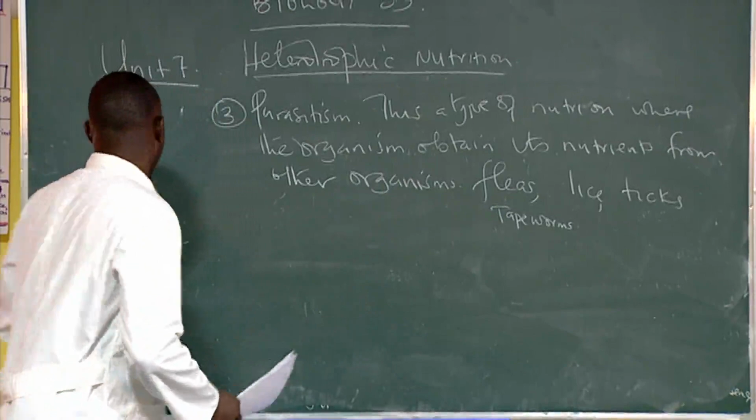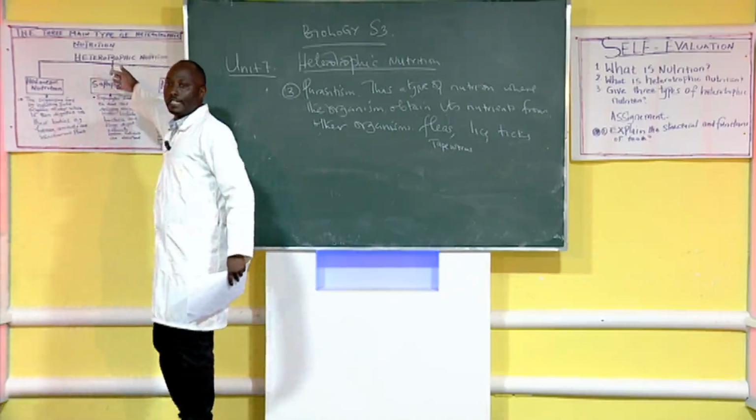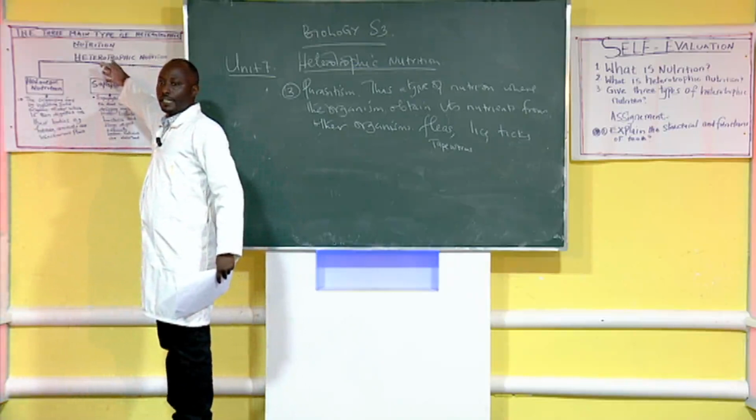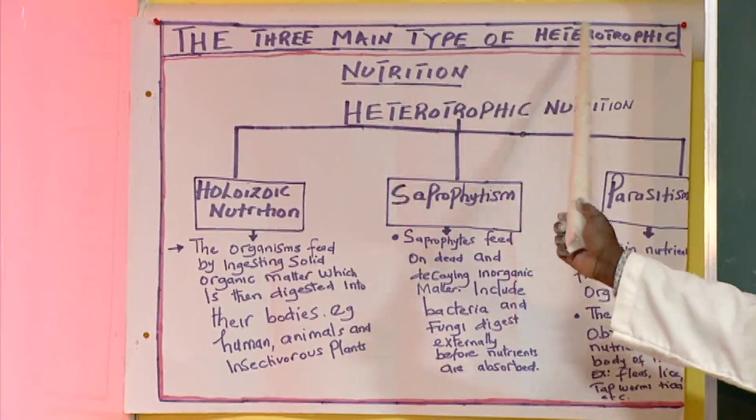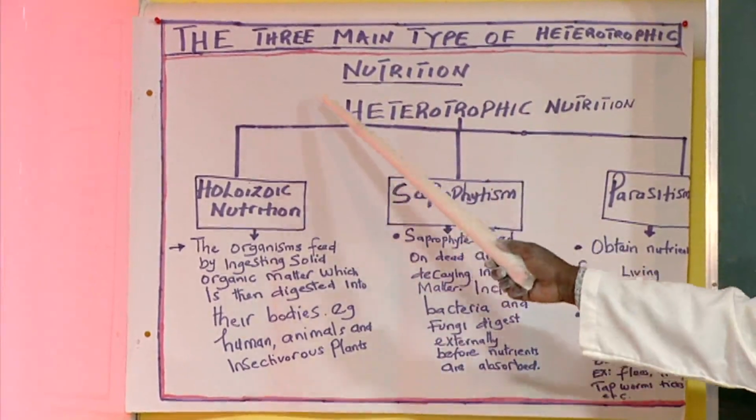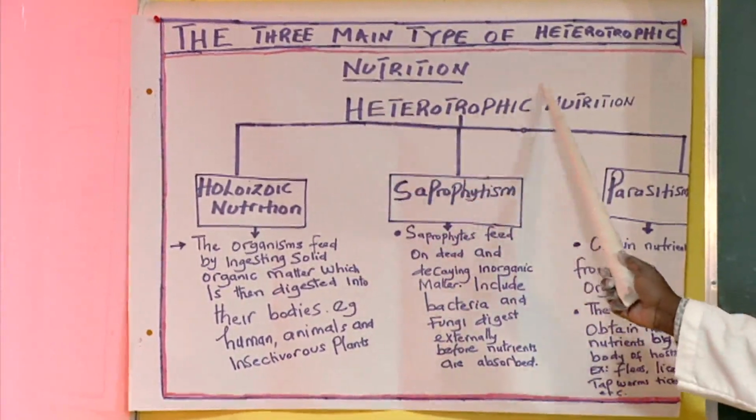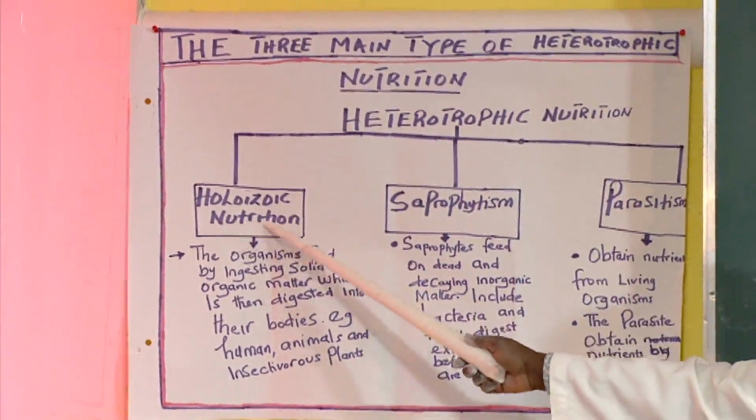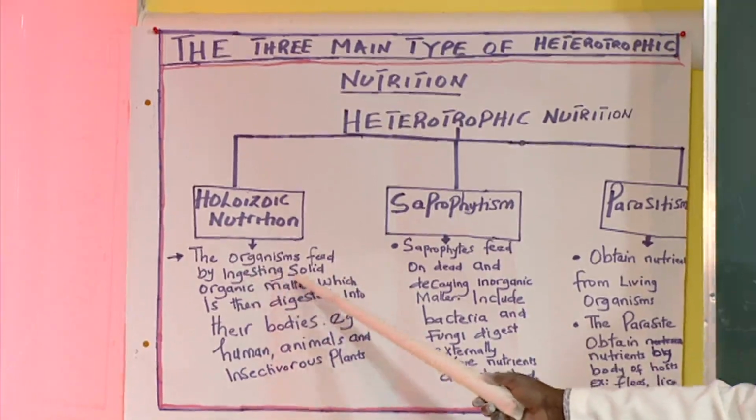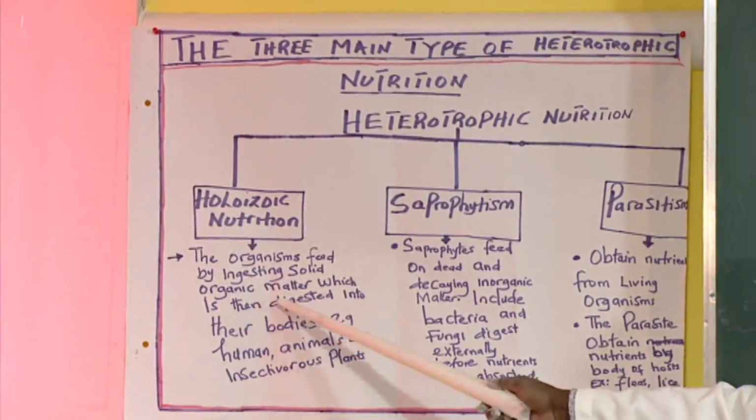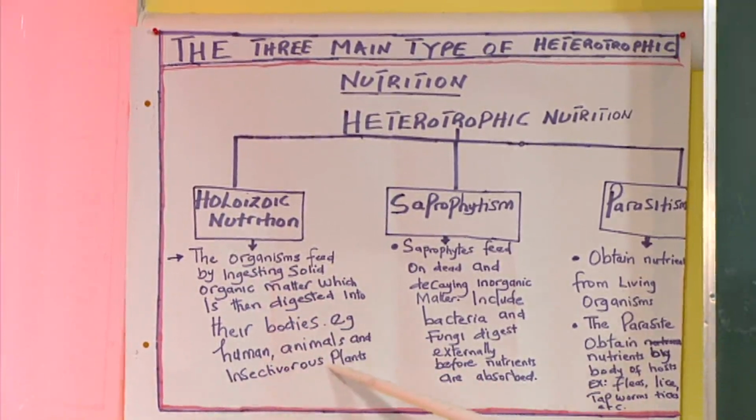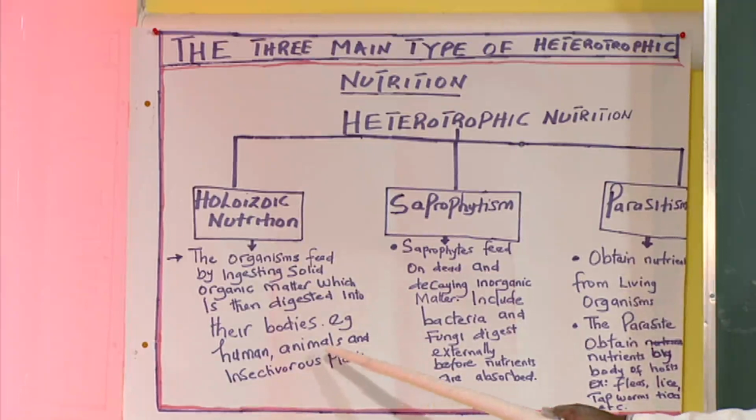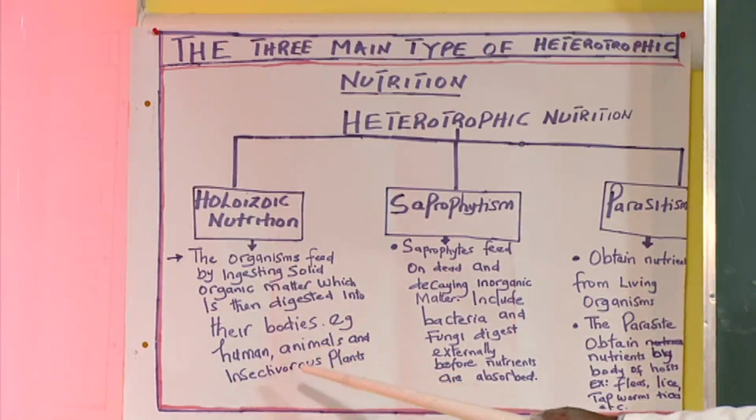Good. Here is a small, simple, summarized chart that gives you the details of these 3 major types of heterotrophic nutrition. Number 1 is holozoic nutrition, where organisms feed by ingesting solid food materials, which are then digested in their body, for example humans, animals, and insectivorous plants. Insectivorous plants are plants that feed on insects.